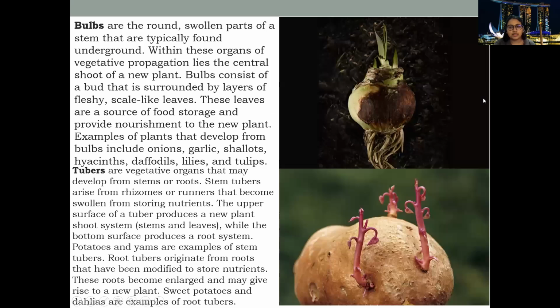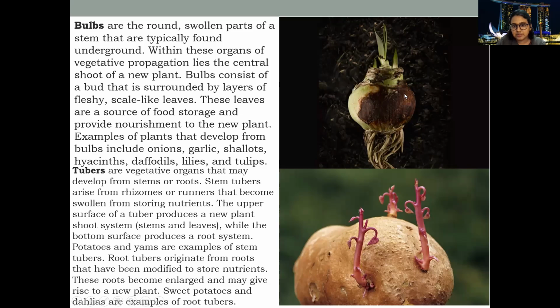In case of bulb, you can see this is the bulb. They are very round, swollen parts of a stem that are typically found underground. Within these organs of vegetative propagation lies the central shoot of a new plant. You can see this actually gives rise to the main stem later. This bulb consists of a bud that is surrounded by layers of fleshy scale like or scaly leaves.